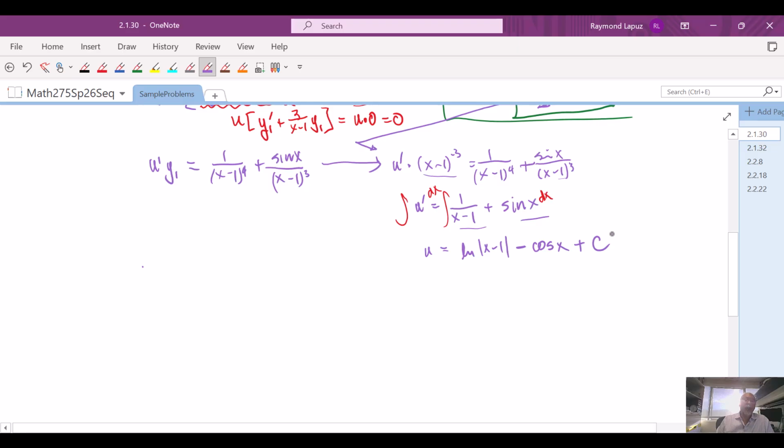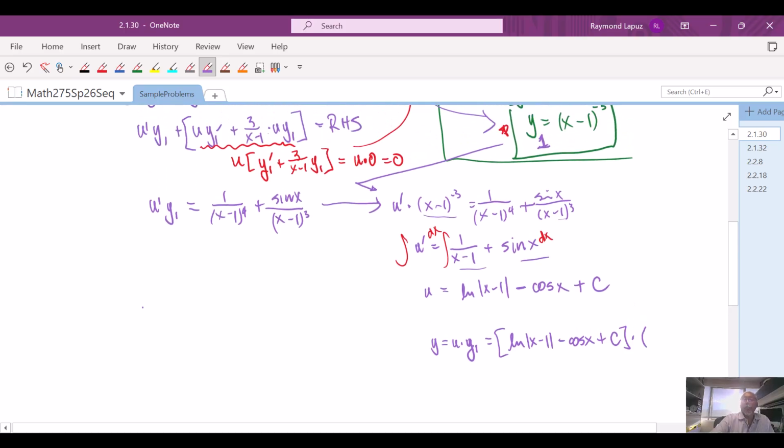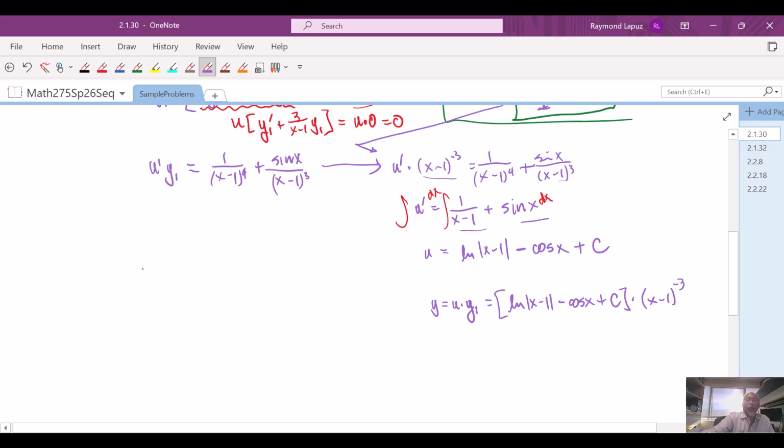So this is the u that we were looking for, but remember the actual solution is y. y is equal to u times y1. So this is going to be equal to ln of x minus 1 minus cosine of x plus some arbitrary constant times the y1, sorry, which is x minus 1 to the negative 3 power. I suppose we can simplify that, and we'll call this our general solution.